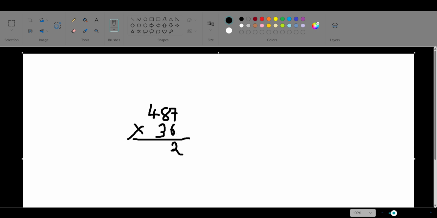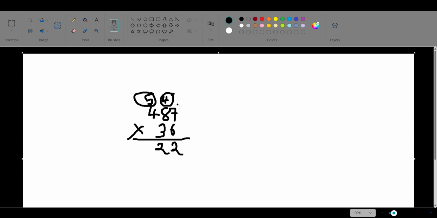And now do 7 times 6, which is 42. So you don't write 4 here. You do 4 carry over, and now you add this 8 plus 4, 12, and then 12 times 8 times 6, which is 48. Now 48 plus 4, which is equal to 52.